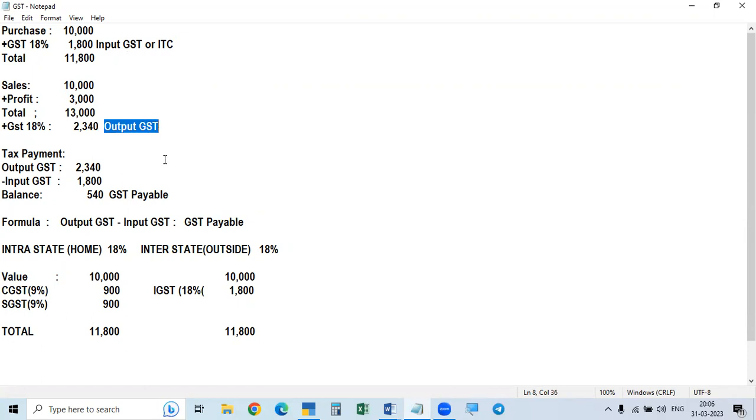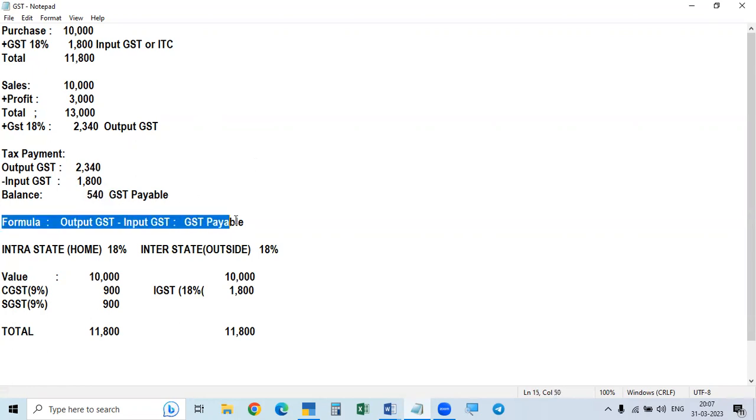When I am making the payment, the formula is output GST minus input GST. That is the tax payable. In this case, output GST is 2,340, and input GST already paid is 1,800. So after deducting that, only the balance of 540 you have to pay, because you have to pay 2,340 and 1,800 is already paid. This is the formula: output GST minus input GST is equal to GST payable.